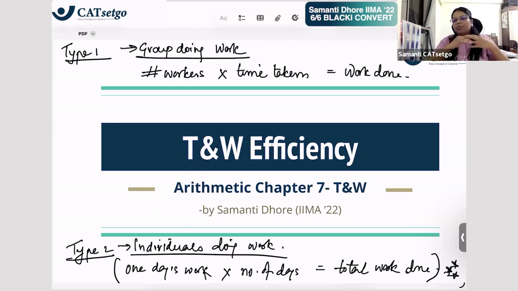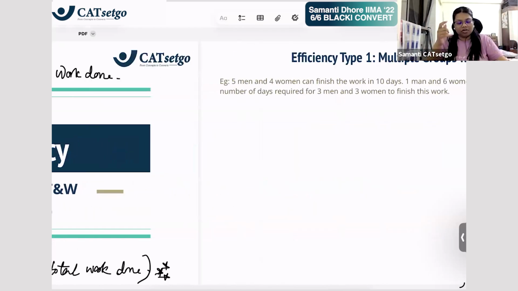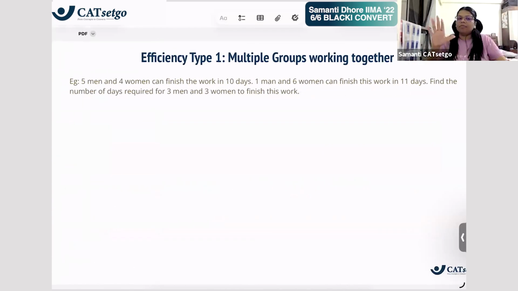अब इसी के ऊपर we are going to build, we are going to talk about efficiency. Right? Efficiency also type 1 and type 2. So efficiency in type 1, when multiple types of groups are working together. So what was type 1 earlier? Type 1 was when a group of people were doing work. There were men, painters, sculptors, tractors, a group of IT employees, right? So it's a group of people that were put together, right?